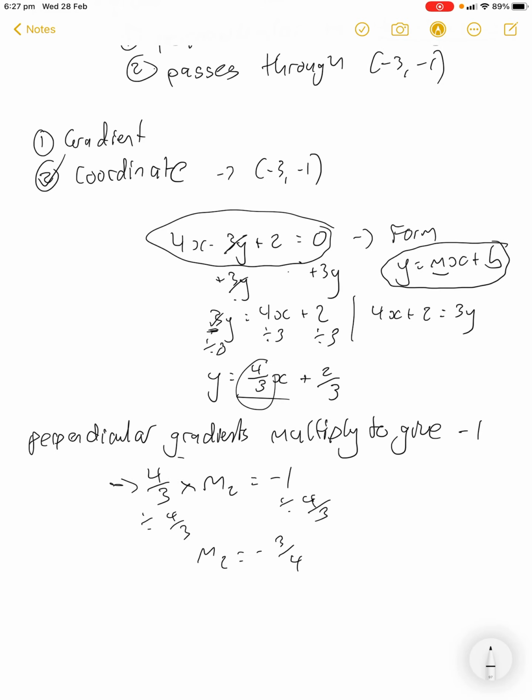If you wanted to do it the old-fashioned way, you have 4 over 3 times m2, it's negative 1. I can times both sides of my equation by 3.